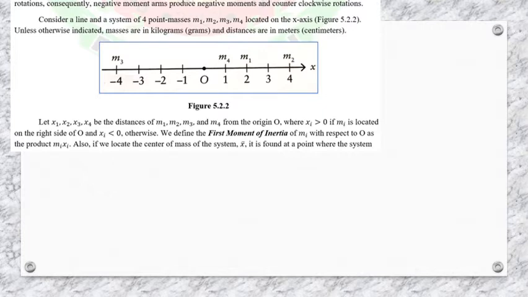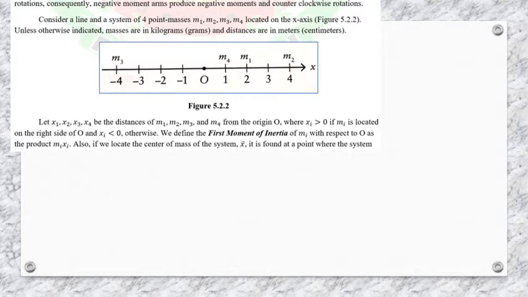Unless otherwise indicated, masses are in kilograms or grams and distances are in meters or centimeters. Let x sub 1, x sub 2, x sub 3, and x sub 4 be the distances of the masses m sub 1, m sub 2, m sub 3, and m sub 4 from the origin O, where x sub i is greater than 0 if m sub i is located on the right side of the origin O. And x sub i is less than 0, which means negative numbers, for the masses located on the negative side or the left side of the origin.